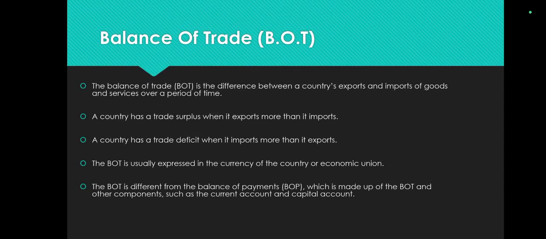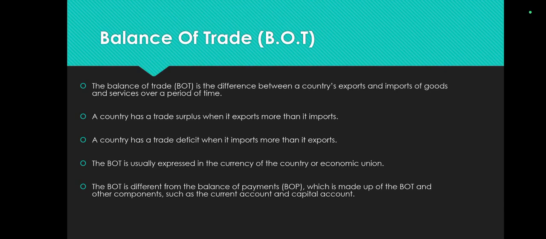Moving to our next concept, which is balance of trade. Balance of trade is the difference between the import and the export values of a country in a specific period. When the value of import is more than the value of export, it is called unfavorable balance of trade. When the value of exports is more than the value of imports, it is called favorable balance of trade. When the value of exports and imports is almost the same, it is called balanced balance of trade.